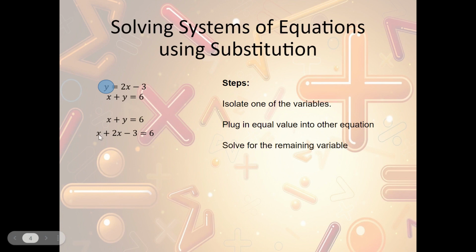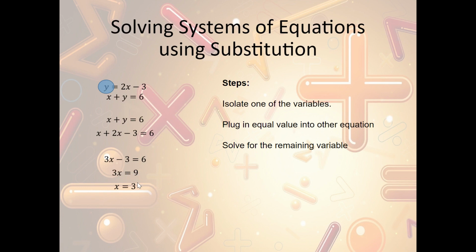So I combine like terms. I get x plus 2x is 3x. So I have 3x minus 3 is equal to 6. Then I'm going to add 3 to both sides. And I get 3x is equal to 6 plus 3 is 9. Now I can divide both sides by 3 to get x by itself, and I get x equals 9 divided by 3 is 3. So there's my x. So that's the x coordinate of where they cross.